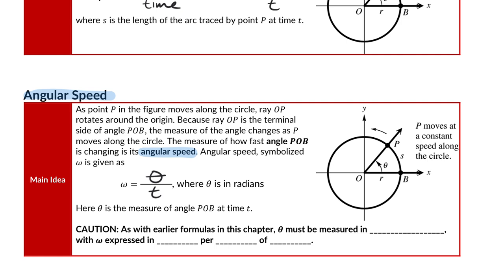Here, theta is the measure of angle POB at time t. But be sure that you abide by this caution. As with earlier formulas in this chapter, theta must be measured in radians for this formula to work. It will not work in degrees. Therefore, omega is going to be expressed in radians per unit of time, so radians per minute, radians per second, radians per hour. That is how you measure angular speed.